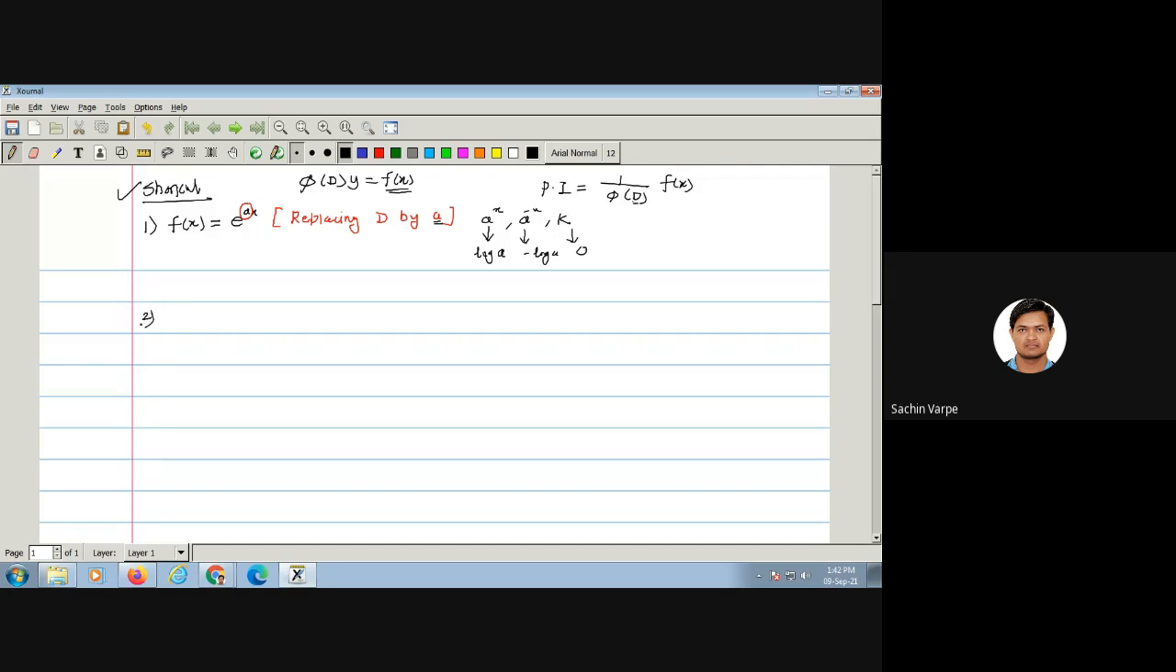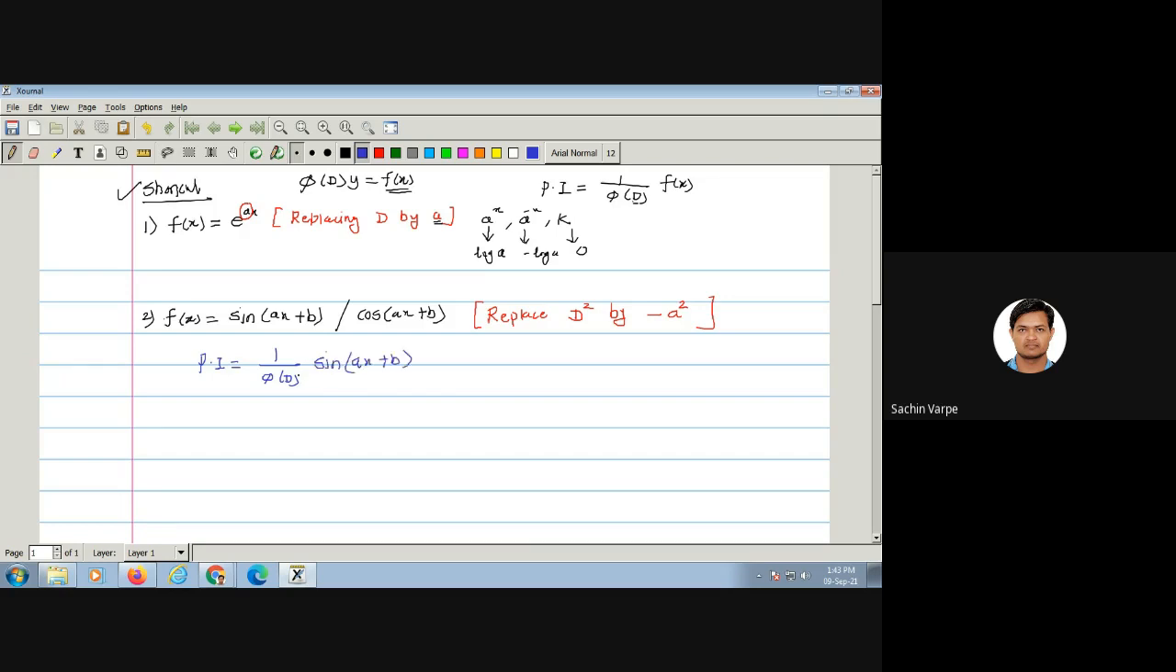Then we have discussed sine or cos. When the right hand side function is sine of ax plus b or cos of ax plus b, then the keyword for the replacement is what? We are replacing d square by minus a square. This is very important. Let me write the formula again. The particular integral is 1 upon phi of d, sine of ax plus b.